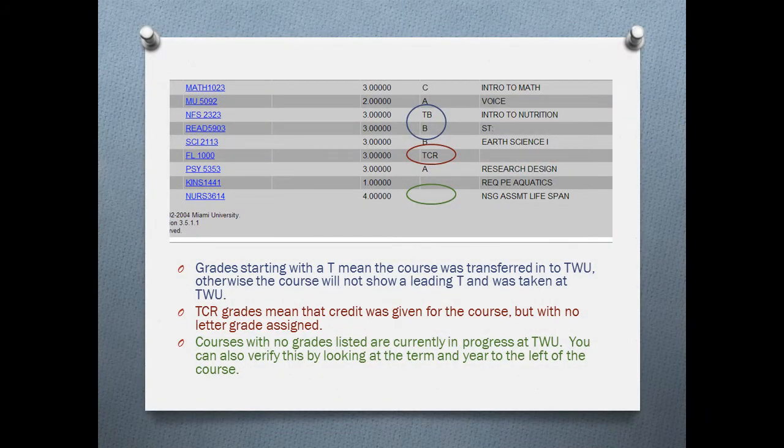As you look at the courses you have completed and are currently taking, you should note that grades starting with a T mean the course was transferred into TWU. Otherwise, the course was taken at TWU and will not have a leading T. A grade of TCR means that credit was given for the course, but with no letter grade. Courses with no grades listed are currently in progress at TWU. You can also verify this by checking the term and year to the left of the course.